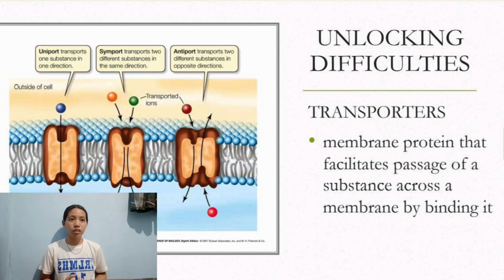In addition, there are three transporters: the uniport, symport, and antiport. Uniport transports one substance in one direction, while the symport transports two different substances in the same direction. However, the antiport transports two different substances in opposite directions. Active transport has primary and secondary types.